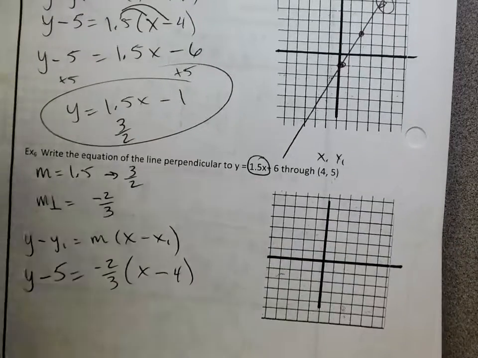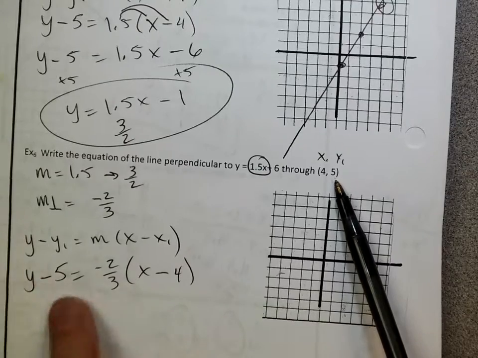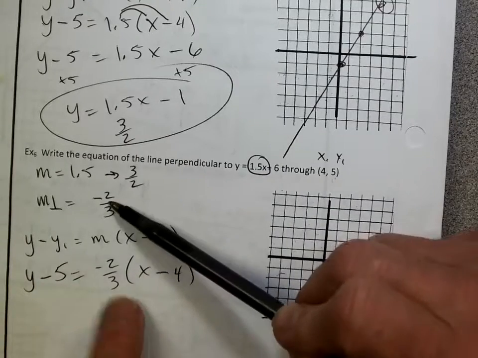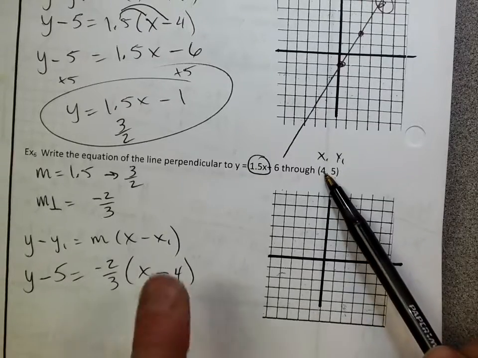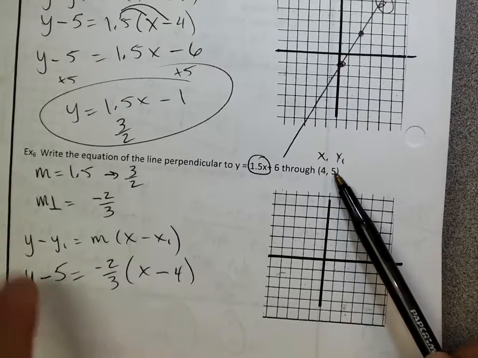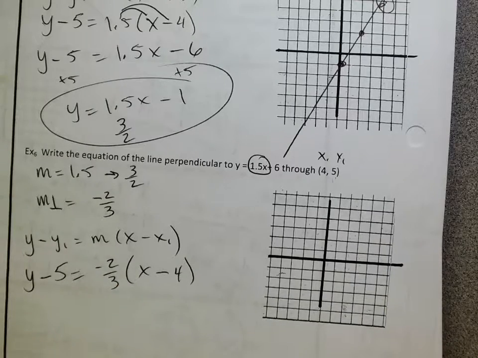Okay, so I plug the 4 in for the x, plug the 5 in for the y, and I put the negative 2/3 in for the m because I want perpendicular. Okay, that's all I did. Put the 4 in for the x1, the 5 in for the y1, and I put my negative 2/3 in for the m. Okay, so now I'm just going to simplify.